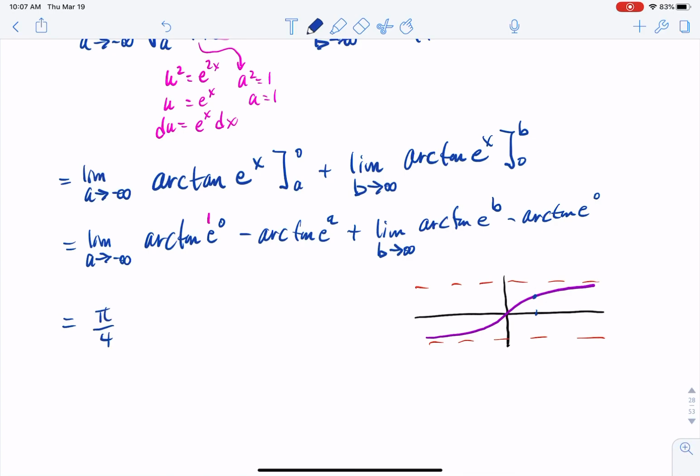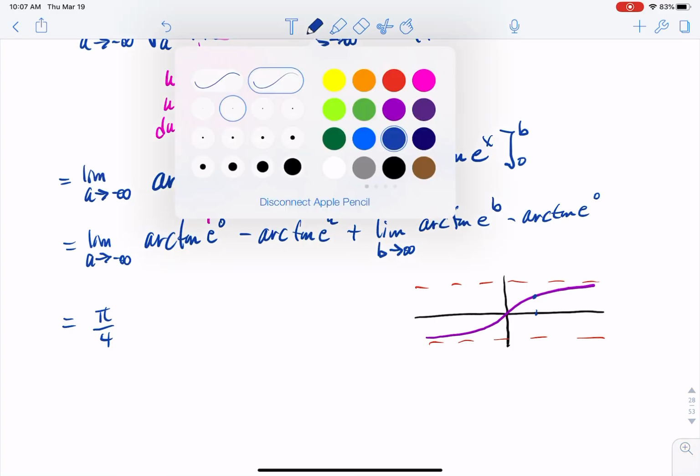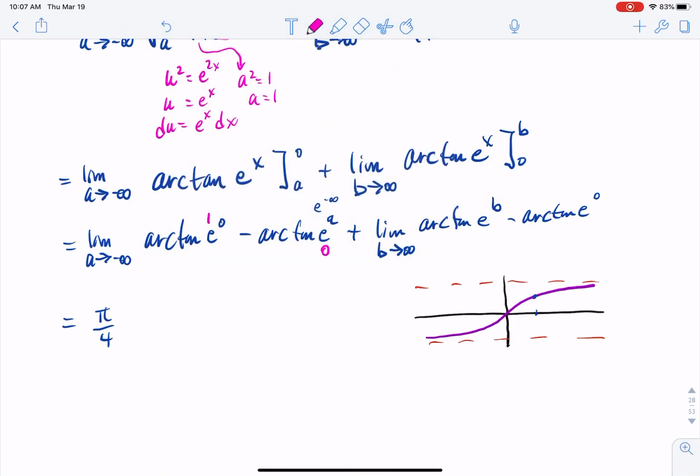And then minus arctangent of e to the a. A is going to go to negative infinity, so this is e to the negative infinity. E to the negative infinity is getting smaller and smaller and smaller, so this thing is getting closer to 0. And the arctangent of 0 is 0. So I've got minus 0, plus arctangent of e to the b as b goes to infinity.